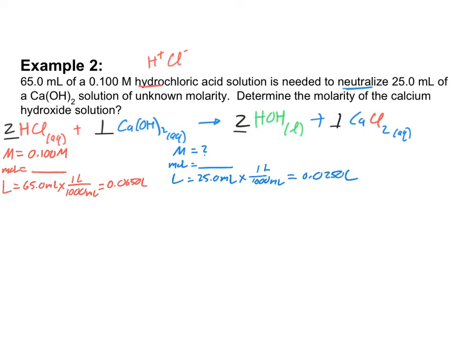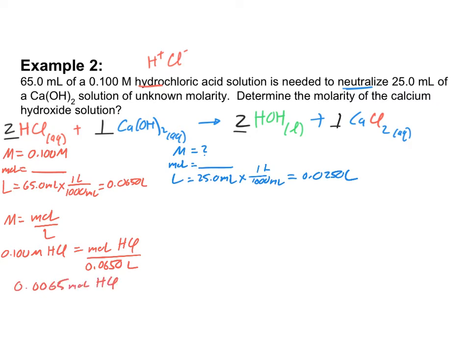Okay, so what I'm going to do here is, one of my reactants I know 2 things for, so that's the one I'm going to work off of. I'm going to determine moles. So I'm going to take molarity is equal to moles over liters. So in this case, it's 0.100 molar HCl is equal to moles of HCl over the 0.0650 liters of HCl. So 0.1 times 0.065 gives me 0.0065 moles of HCl.